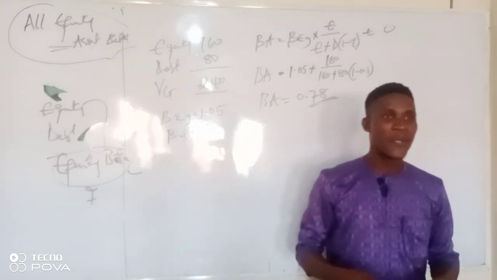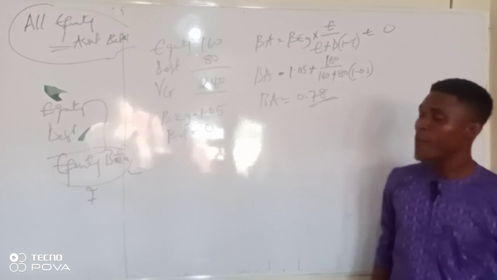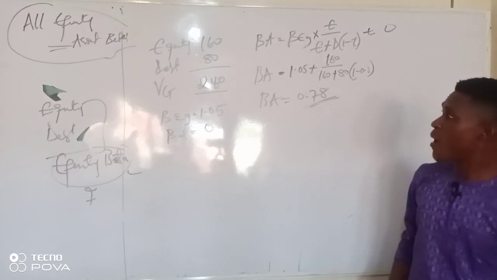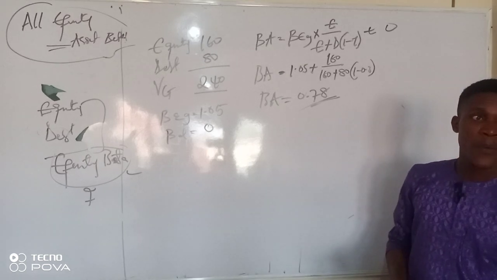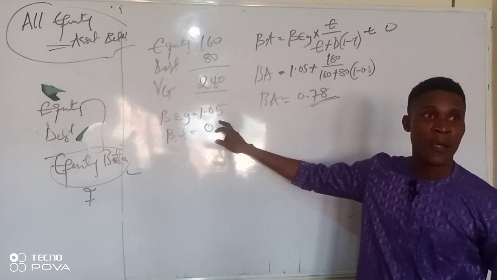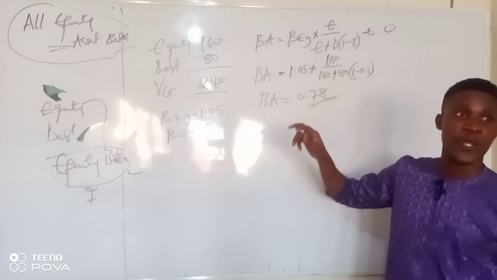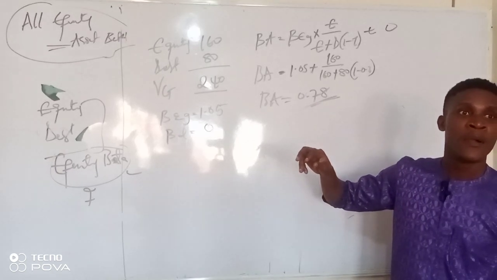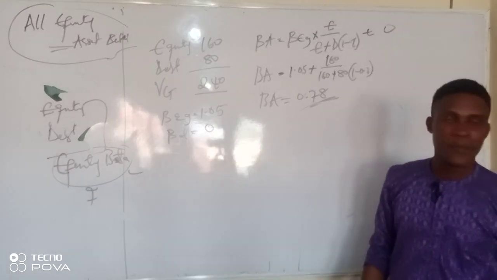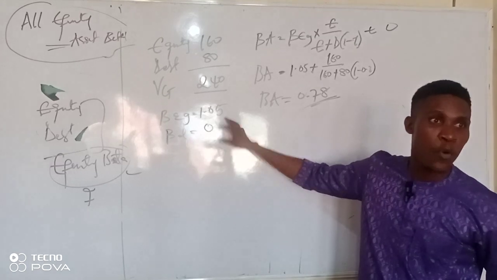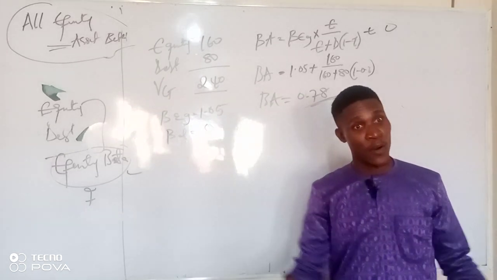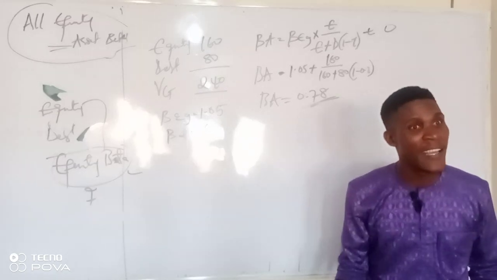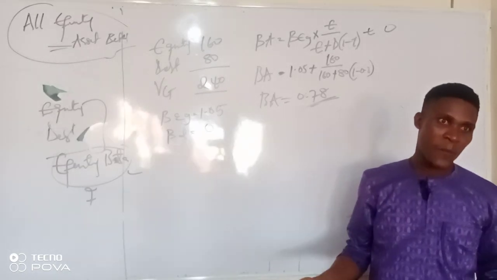If we subtract the beta asset from the beta equity, is that the business risk? The difference between 1.05 and 0.78 should be financial risk, not business risk. The beta equity covers both business risk and financial risk. So if you separate this one from this one, you can say okay, that's your business risk, that's your financial risk.